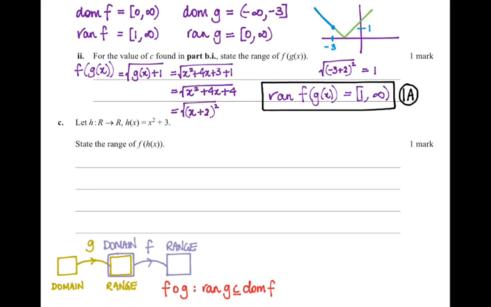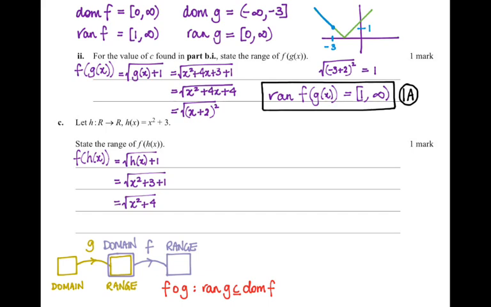So the next question asks for us to find the range of f of h of x. So let's go ahead and find that function. So if we've got h of x plus 1, we simply have x squared plus 3, which is our function, plus 1, and we get x squared plus 4.